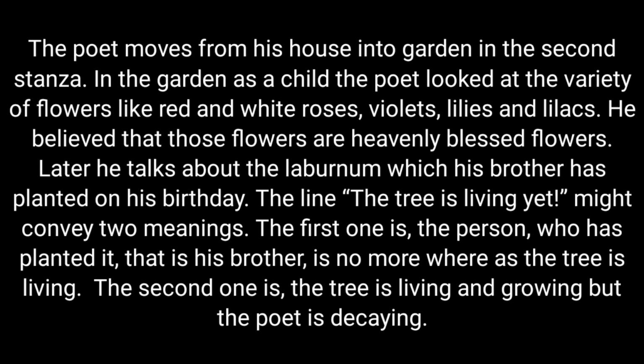The poet moves from his house into the garden in the second stanza. In the garden, as a child, the poet looked at the variety of flowers like red and white roses, violets, lilies, and lilacs. He believed that those flowers are heavenly blessed flowers. Later, he talks about the laburnum which his brother had planted on his birthday.